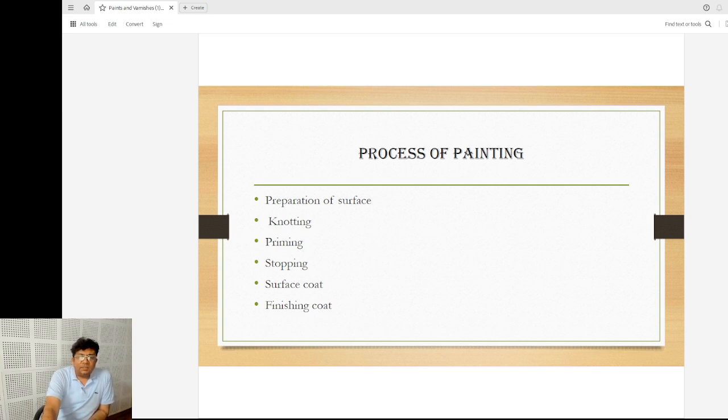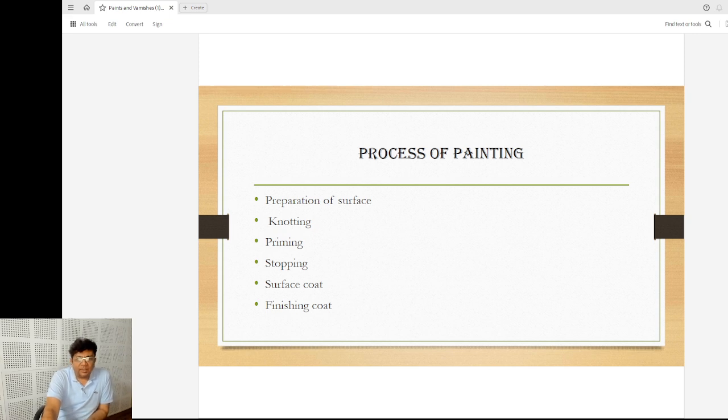Now, to get all these desired qualities in the painted surface, there is a process of painting. It is not like we just paint right away. Suppose we take a newly plastered surface on the brickwork, and then we do a cement plaster. The paint should only be applied after at least 45 days of plastering, because cement takes around 21 to 30 days to finally set down.